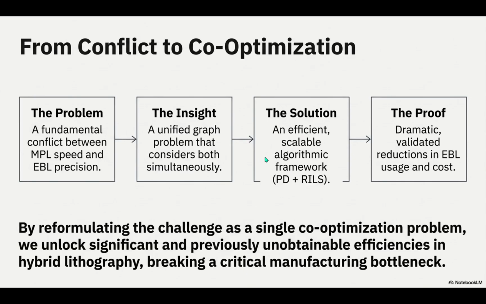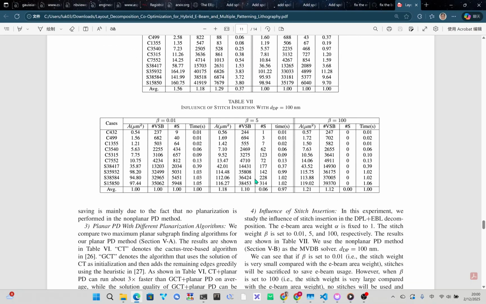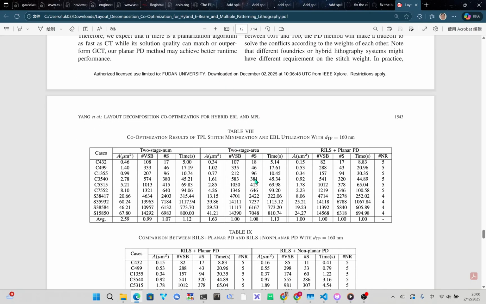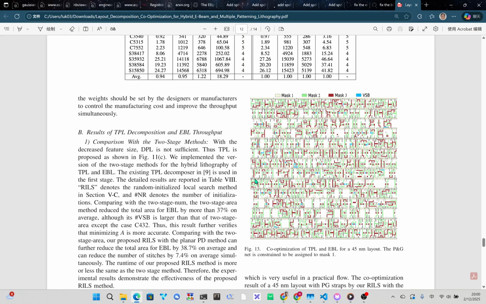What if the designer is worried about physical robustness and wants to minimize stitches? They just raise the stitch weight dramatically, maybe to 100. And this forces the solution to avoid stitches almost entirely, but there's a clear price tag attached. Avoiding those stitches forces the EBL area to increase by 21% on average to resolve the conflicts that stitches would have cheaply absorbed. That 21% is the real-world premium you pay for a physically cleaner layout. That precise control over the throughput versus complexity trade-off is, I think, the biggest takeaway here.